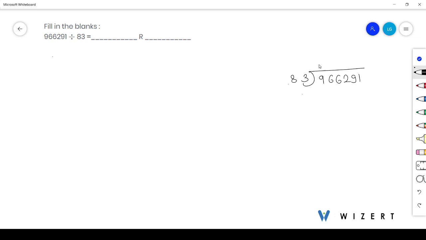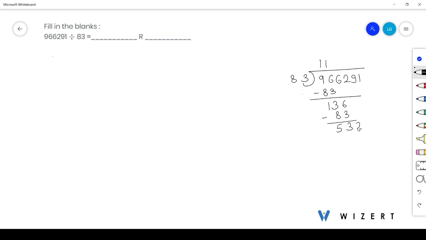Now, as 8 is here and 9, we can check 83 and 96, so we can take 1. So 96, 83 ones are 83. 96 minus 83 is 13. Move this 6 down, as 13 is there and 8, so we can check 1. 83 ones are 83. 6 minus 3 is 3 and 13 minus 8 is 5.